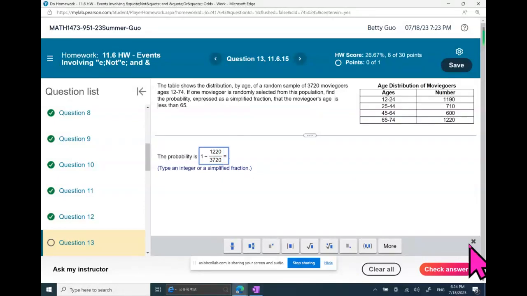Since we need a simplified fraction, that takes a little bit of work. Let's try to use the calculator. If you have a TI-84 calculator, let's give it a try. Use 1 minus left parenthesis 1220 divided by 3720, close the parentheses, equal, and you will have a decimal here, but don't worry. Then go to math, and you will see the first thing, fraction, F-R-A-C, enter. Ooh, you get a simplified fraction, 125 divided by 186.